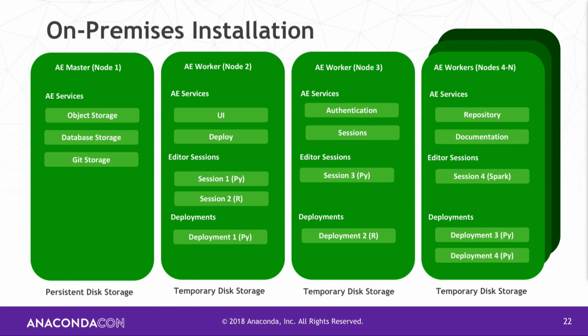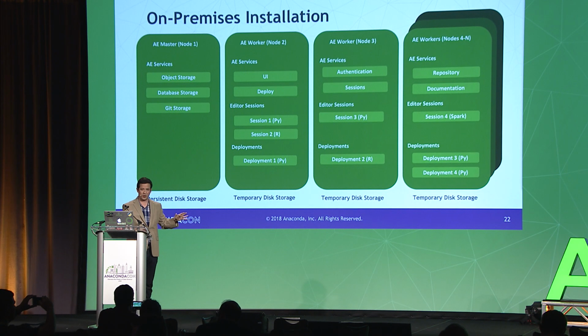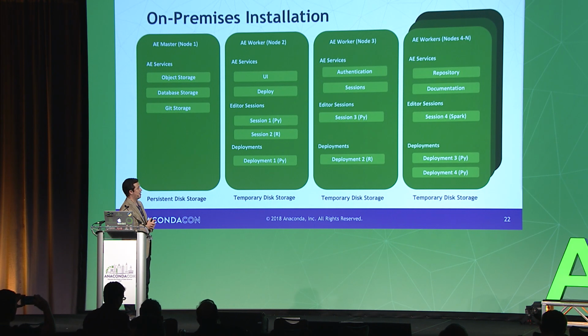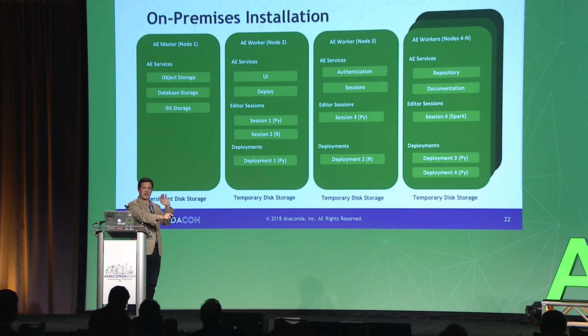On nodes 2, 3, 4, and so on, these are the worker nodes for Anaconda Enterprise. So again, it's one place, one architecture. We're just installing and bringing up different nodes. And you can now see for the Anaconda Enterprise services, things like the UI, authentication, repository, these are actually running across the cluster. We're handling all the routing. There's some fault tolerance we'll talk about in the next section. And then editor sessions, we're spreading those out.